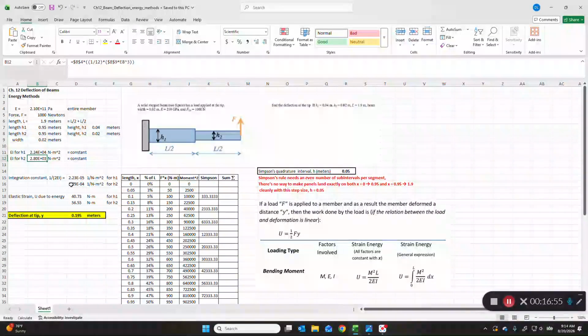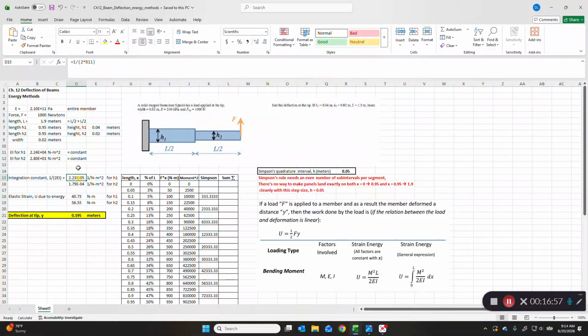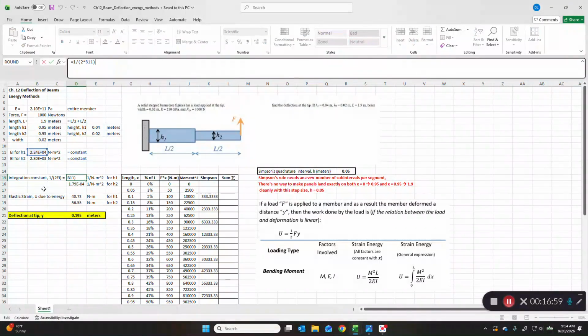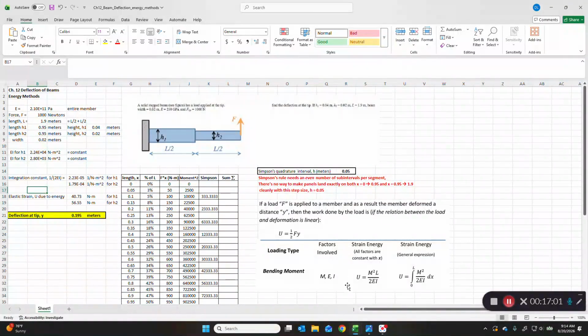So our integration constant is just 1 over these, right? So I'm just taking a 1 divided by 2 times that. Sorry, it's 1/2, right? 1 over 2 times the EI constant. So there they are. All right, so let's keep those in constant.